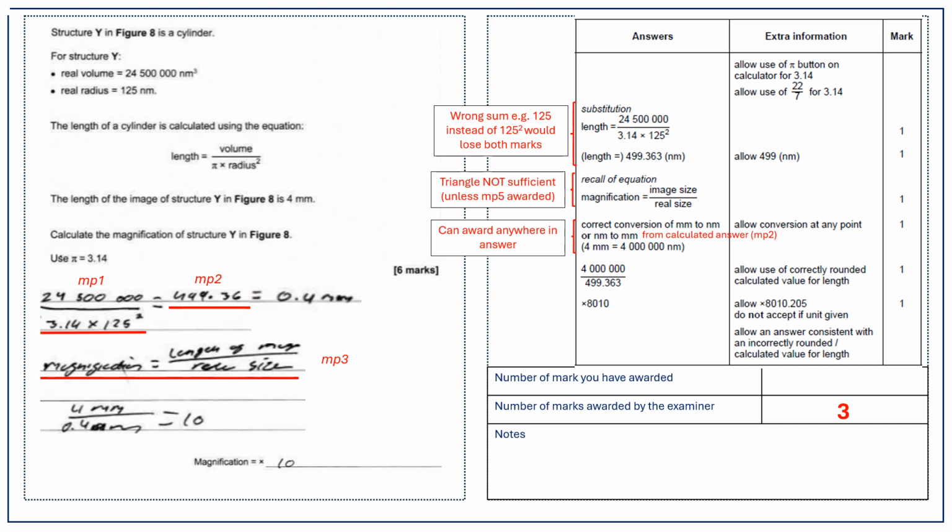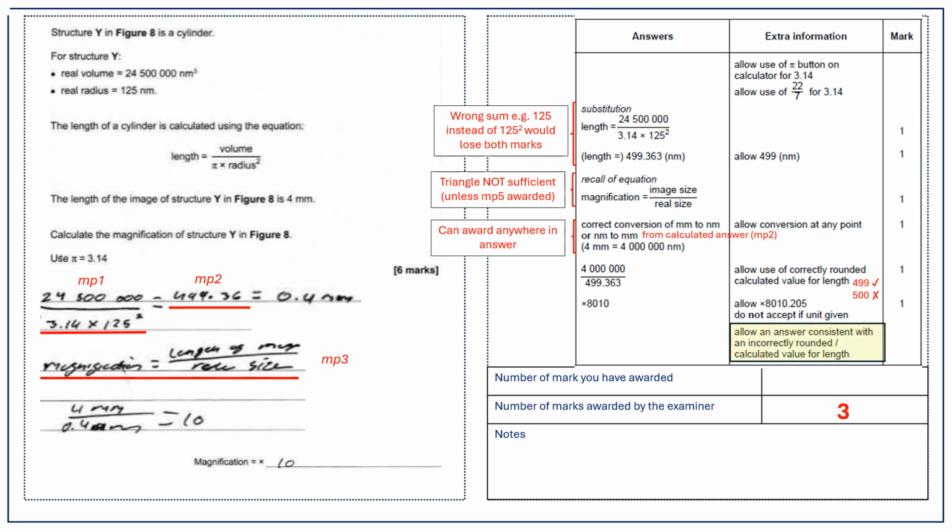Marking point 5 is for using their calculated values in the magnification equation. Notice that the student does need to use a correctly rounded value for this. If the student has incorrectly rounded their calculated value, that would mean that the student cannot access that marking point.